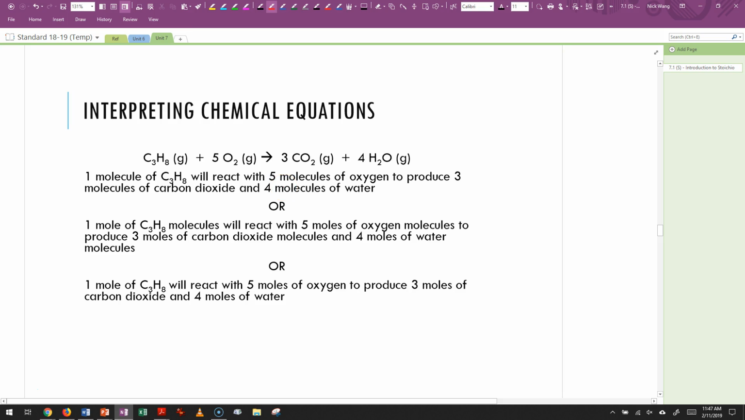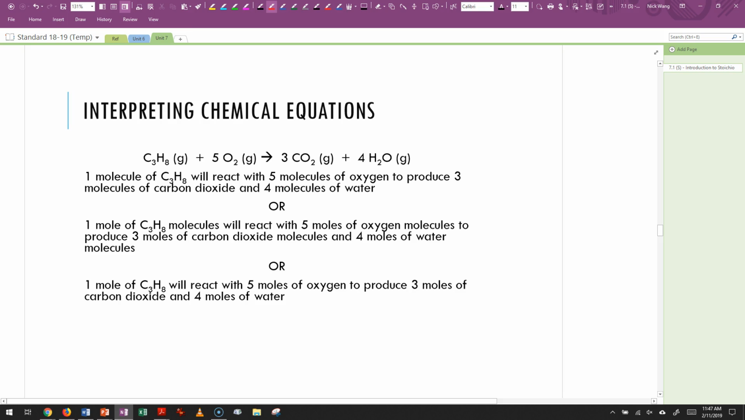Now, that looks pretty straightforward, no problem, right? What about the next line? 1 mole of C3H8 molecules will react with 5 moles of oxygen molecules to produce 3 moles of carbon dioxide molecules and 4 moles of water molecules. Okay, that's getting a little bit more wordy, but the message is again still clear. 1 to 5 to 3 to 4.